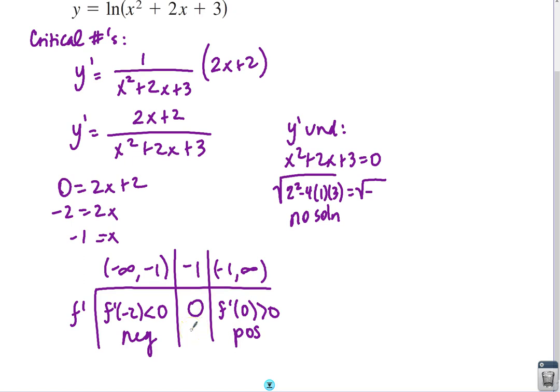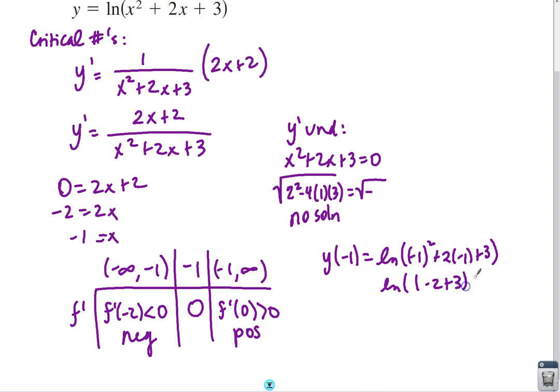So then I need to determine the location of that, meaning I need the y value. So what is y of negative 1? So natural log of negative 1 squared plus 2 times negative 1 plus 3. So that's going to be the natural log of 1 minus 2 plus 3. 1 minus 2 is negative 1 plus 3 is positive 2. So natural log of 2.